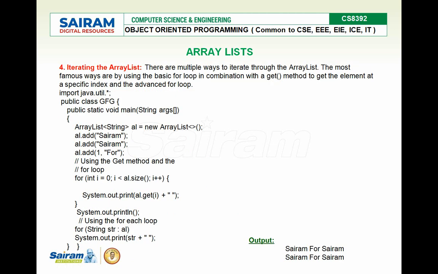And next is iterating. Iterating means visiting each element in a group. That is what is called iteration. So iteration means you are supposed to use a loop. Don't forget to import java.util package, and then I'm adding Sairam, FOR is added, and thereafter I'm putting a for loop. I'm starting from 0, goes up to array size minus 1. So AL is my array name, dot size returns the total number of elements. If it is 3, it goes up to 2: 0, 1, 2. So three elements.